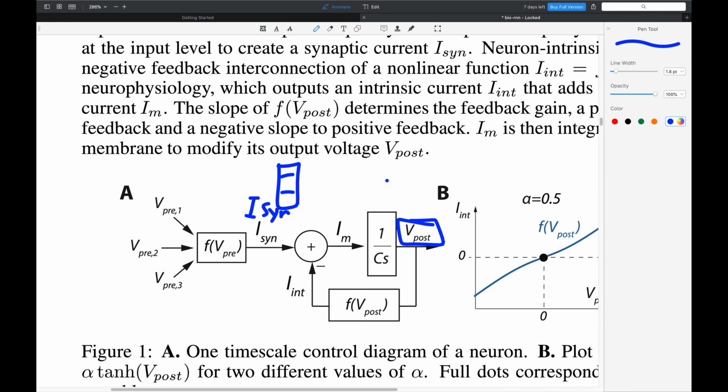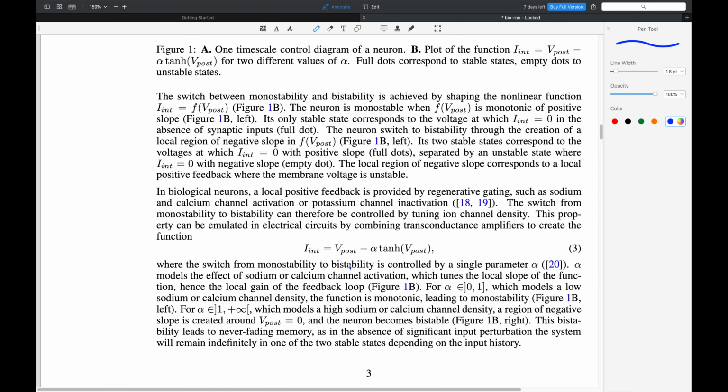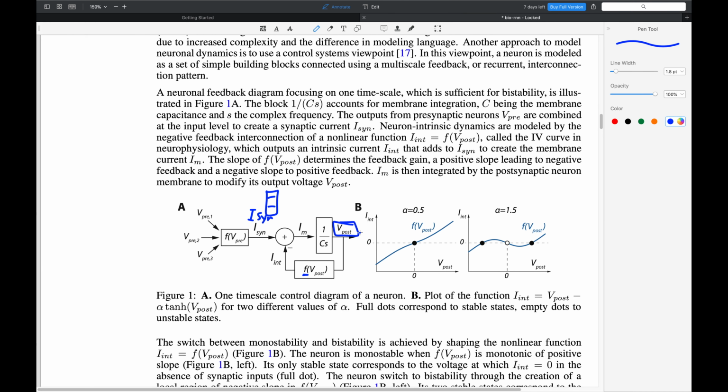So how is this related to bistability? That's where this f comes into place. And f is a nonlinearity like this. So you have this f(V_post), which is equal to I_int. This is basically the input minus alpha times the hyperbolic tangent of the input. So you can see that this is a sort of activation function that depends on this parameter alpha. Now this activation function has a really interesting property, because when alpha is between the values of 0 and 1, it is monotonic. So it just increases like this.